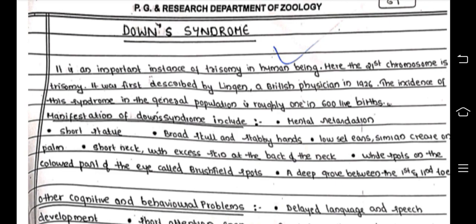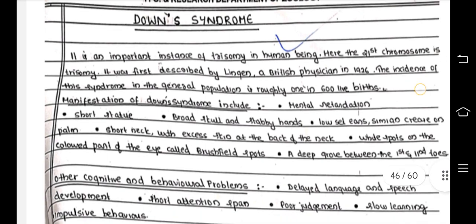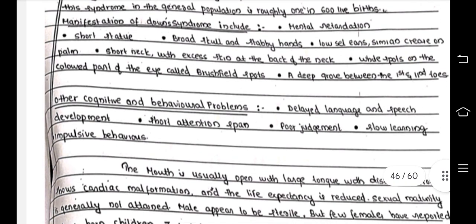Manifestations of Down syndrome include mental retardation, short stature, a broad skull and stubby hands, a low simian crease on the palm, a short neck with excess skin at the back of the neck, and white spots on the colored patch of the eye called Brushfield spots, and a deep gap between the first and second toe.